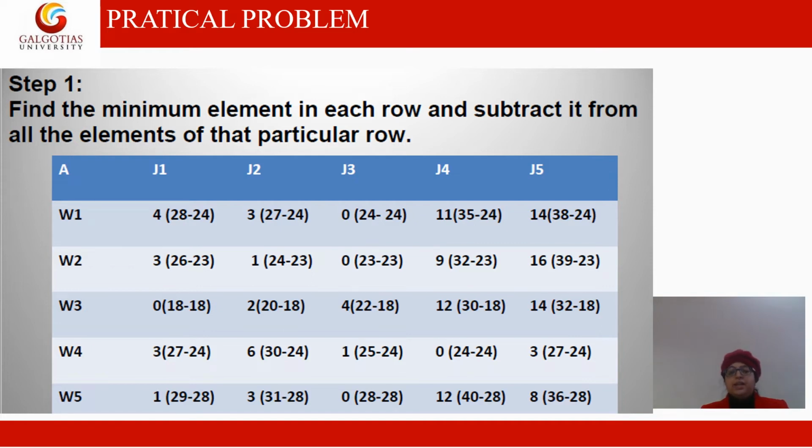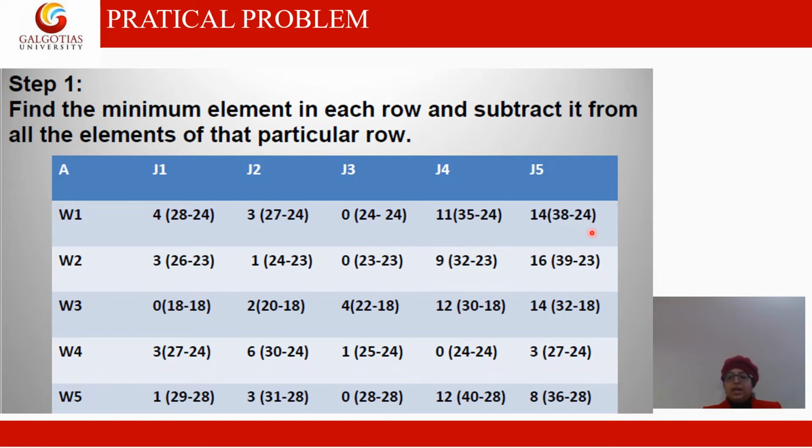For solving the assignment problem, we need to follow certain steps. The first step is to find the minimum element in each row and subtract it from all elements of that particular row. In this question, in the first row, the element to be subtracted is 24, because 24 is the minimum element in row 1. So 28 minus 24, 27 minus 24, 24 minus 24, 37 minus 24, 35 minus 24 and 38 minus 24.